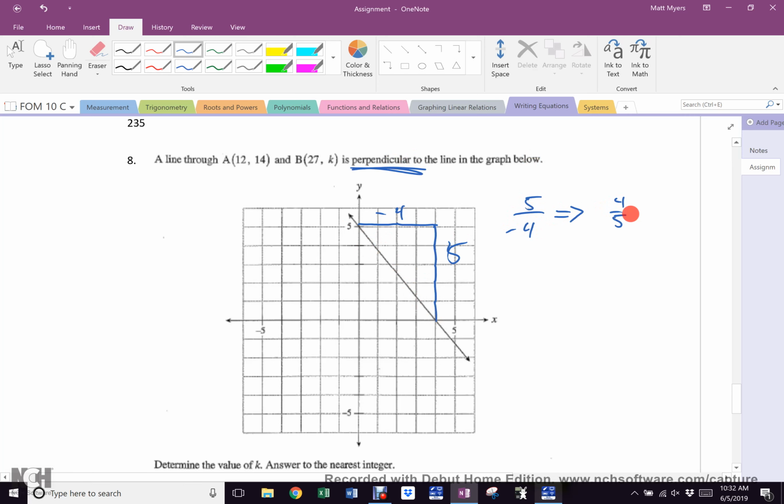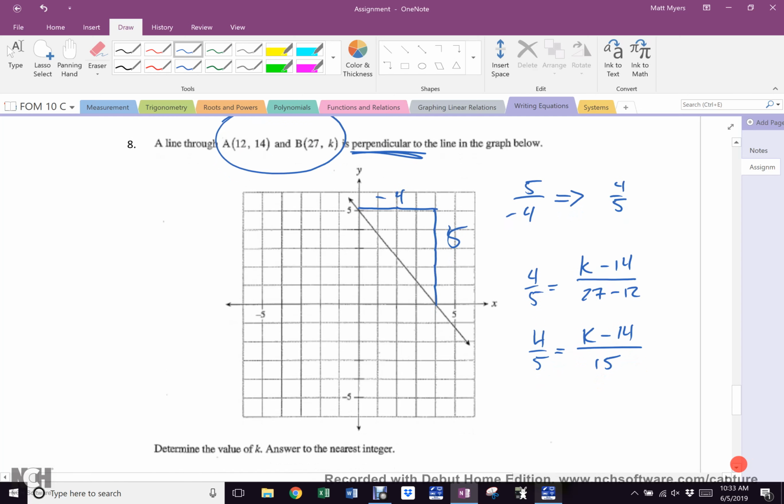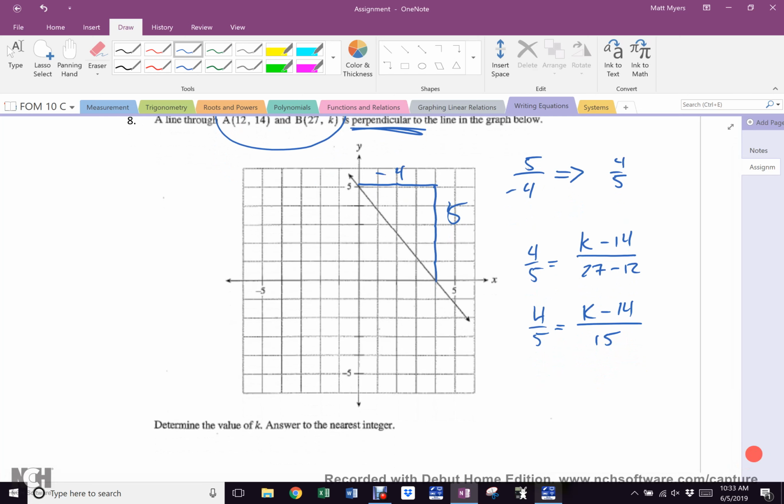So it becomes 4 over 5, correct? That's the slope I care about. That slope works with that line. What uses x, x, y, y, and slope? Right. 4/5 equals k minus 14. Could I do 14 minus k? Yes. Over, since I put k first, what goes here? 27. And what goes here? 12. So 4 over 5 equals k minus 14 over 15. Yes? What do I do whenever I see fraction equals fraction?